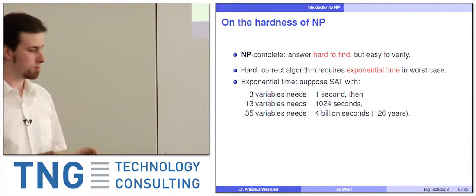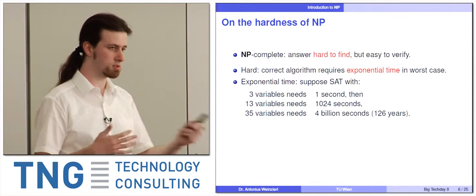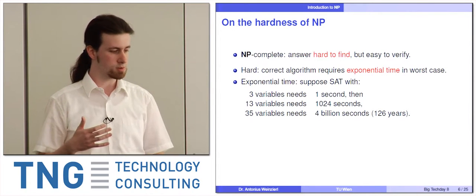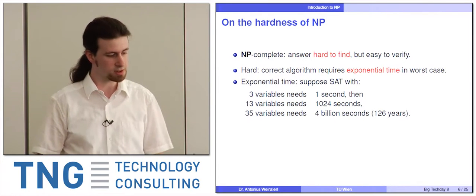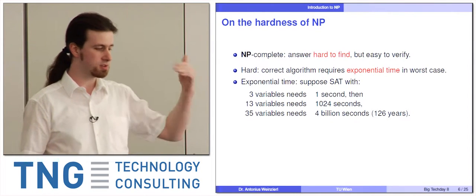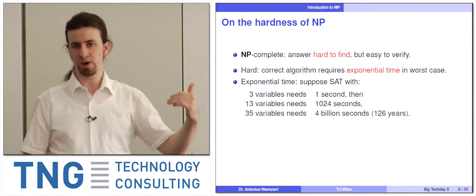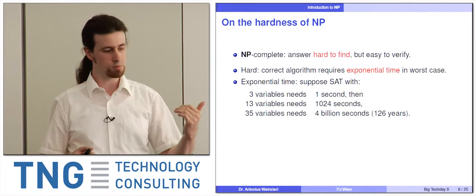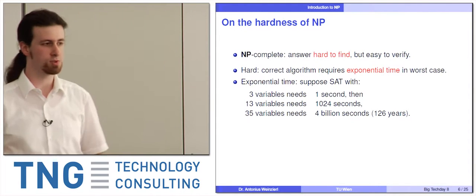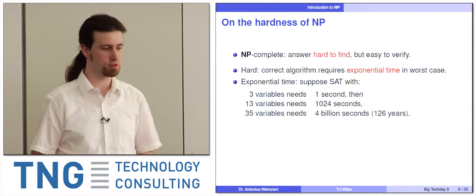Exponential time means, suppose we have an algorithm, and for 3 variables, to say whether the set of clauses with these 3 variables is satisfiable, so if there exists an assignment, we need 1 second. Then if we have 13 variables, we need more than 1,000 seconds. If we have 35 variables, then we need more than 4 billion seconds, which is more than a century of time, which we clearly don't have. So this is hard to solve.